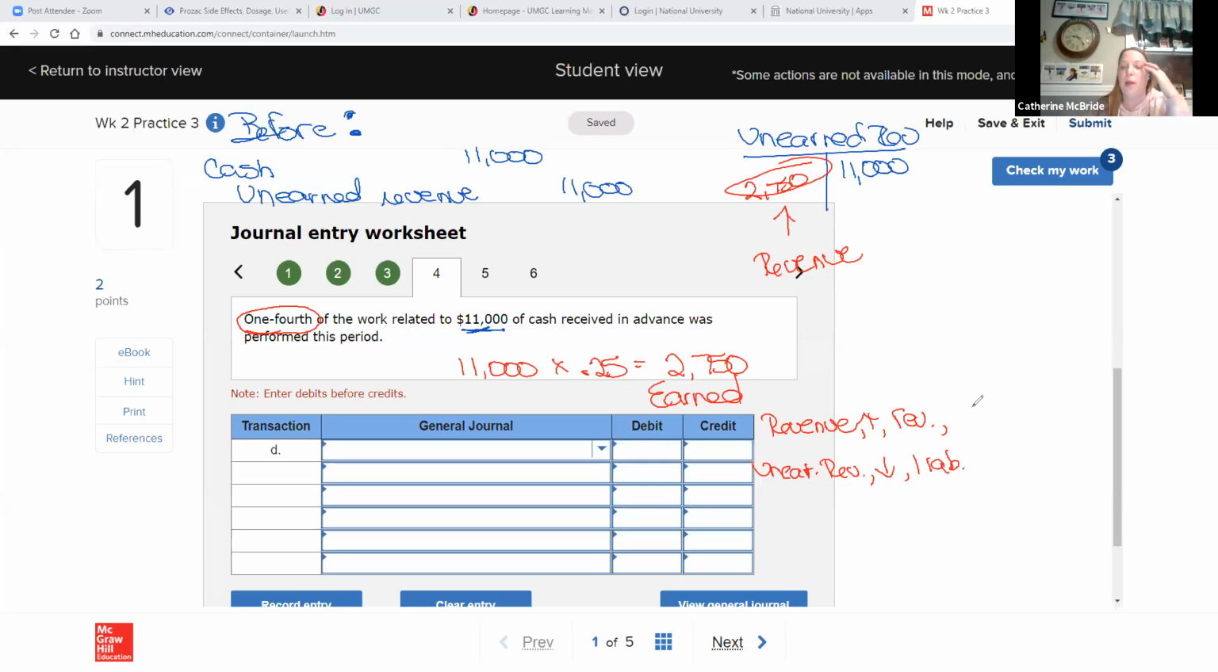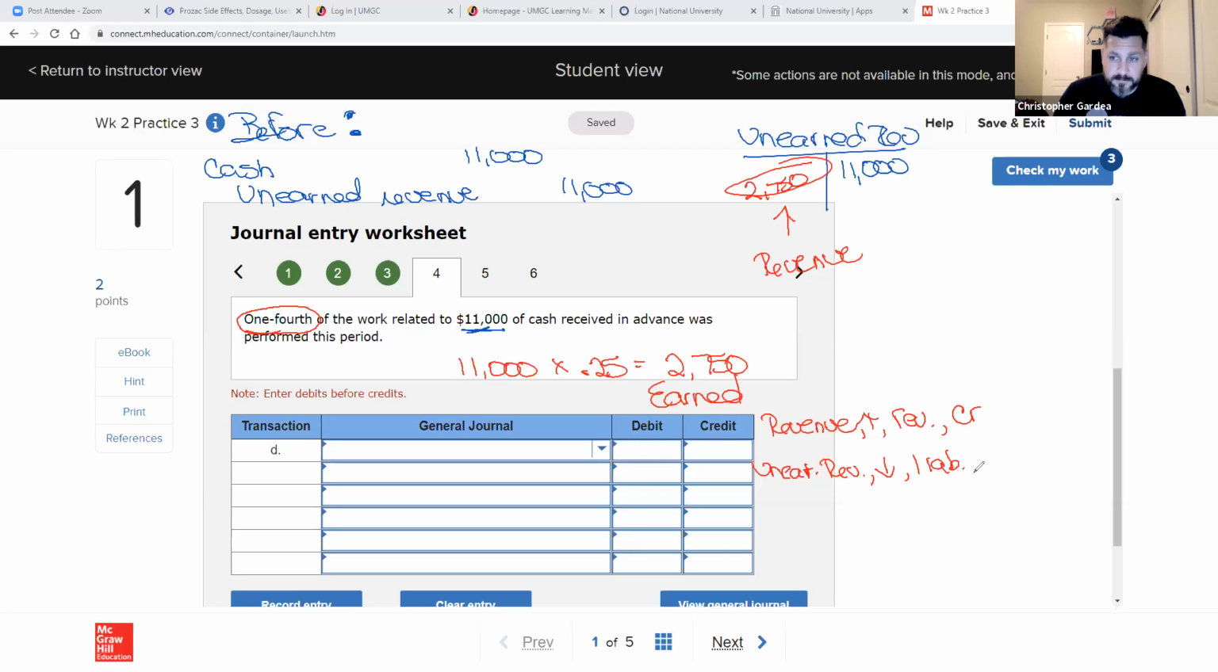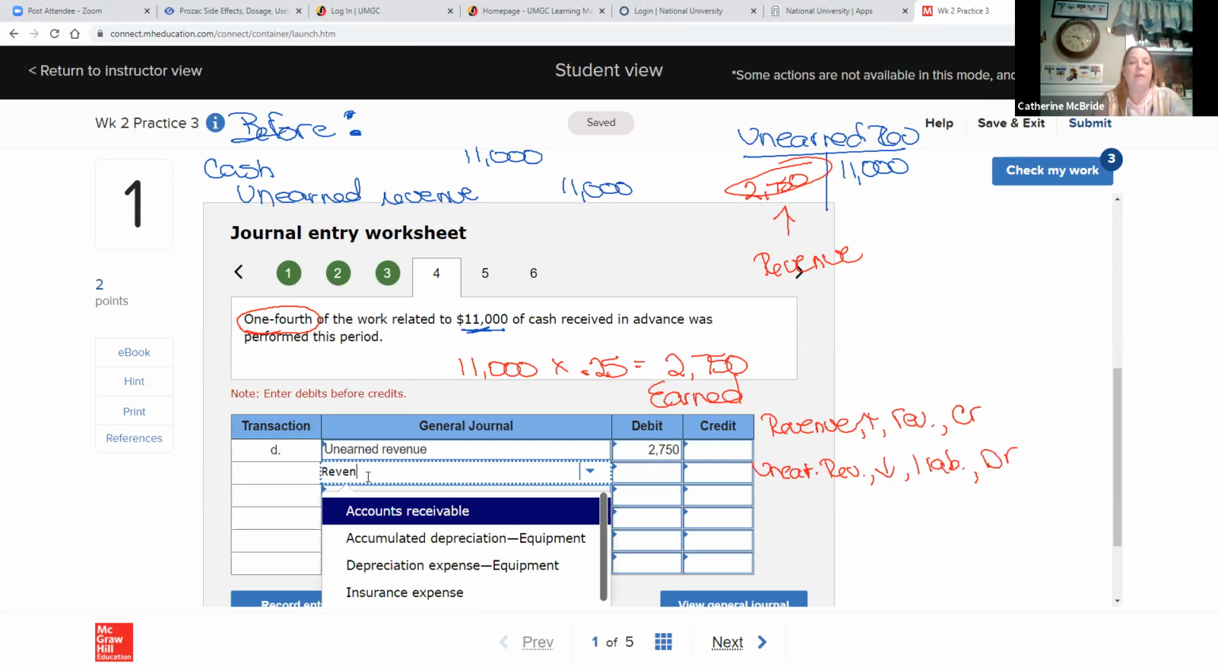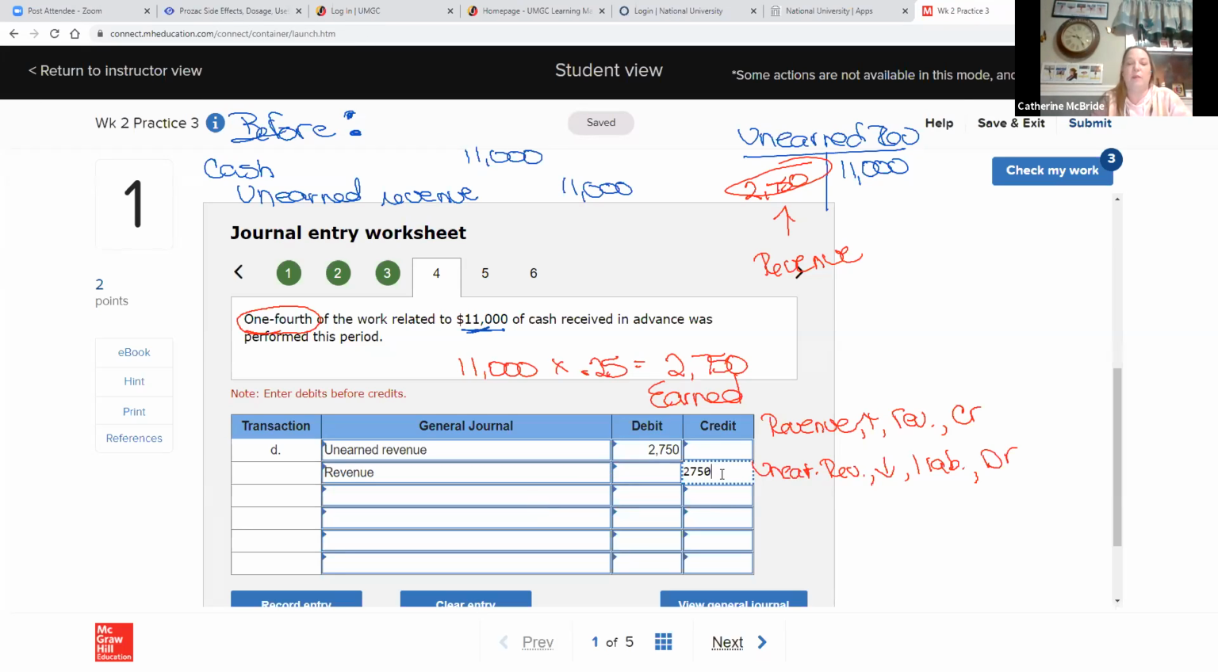If I increase revenue, do I debit it or credit it? Credit. If I decrease a liability, do I debit it or credit it? Debit. So I'm going to debit unearned revenue for $2,750, and I'm going to credit revenue for $2,750. So now the liability on my balance sheet for unearned revenue will go down, and on my income statement, I will have increased my revenue $2,750.